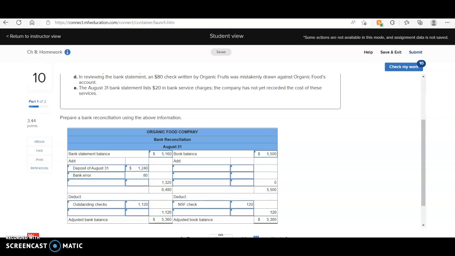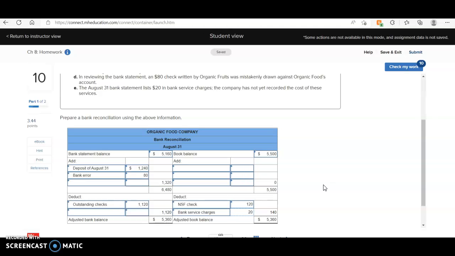And then the last one, it says the August 31 bank statement lists $20 in bank service charges. The company has not yet recorded the cost. So the bank is charging us a fee. So that's going to be deducted from our side. It's a bank fee, bank service charges, and it is for $20 that we're going to subtract from the book side. So here we can see that after entering in A through E, we do have a balance where the adjusted bank balance equals the adjusted book balance, and that's what we want to see.